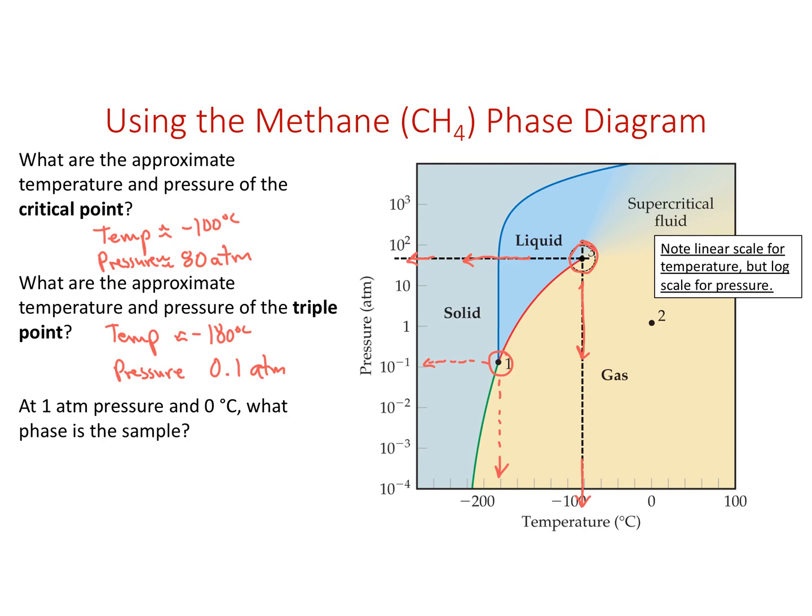And the last question: at 1 atm pressure and 0 degrees Celsius, what phase are we in? So at 1 atm pressure, I'm going to work my way across until I hit 0 degrees Celsius. At 1 atm pressure and 0 degrees Celsius, this sample would be in the gas phase.